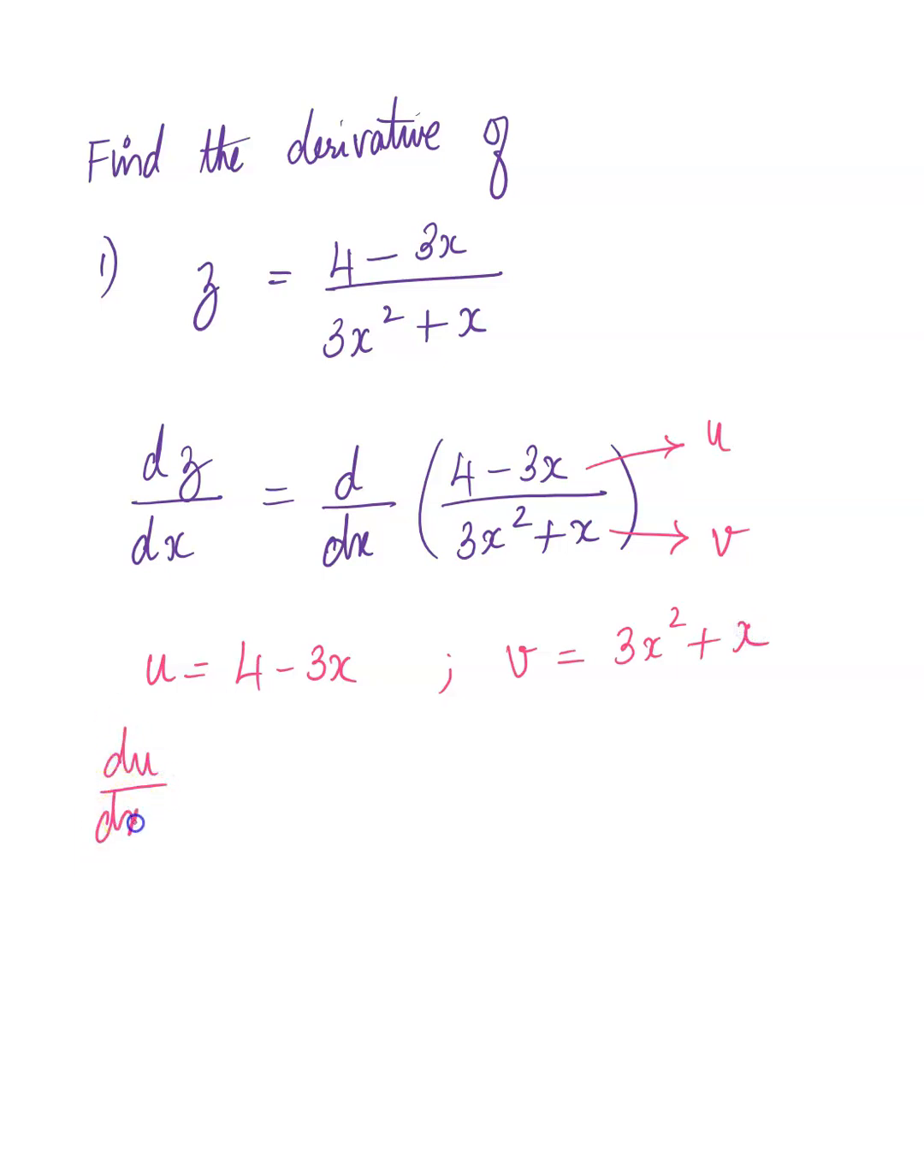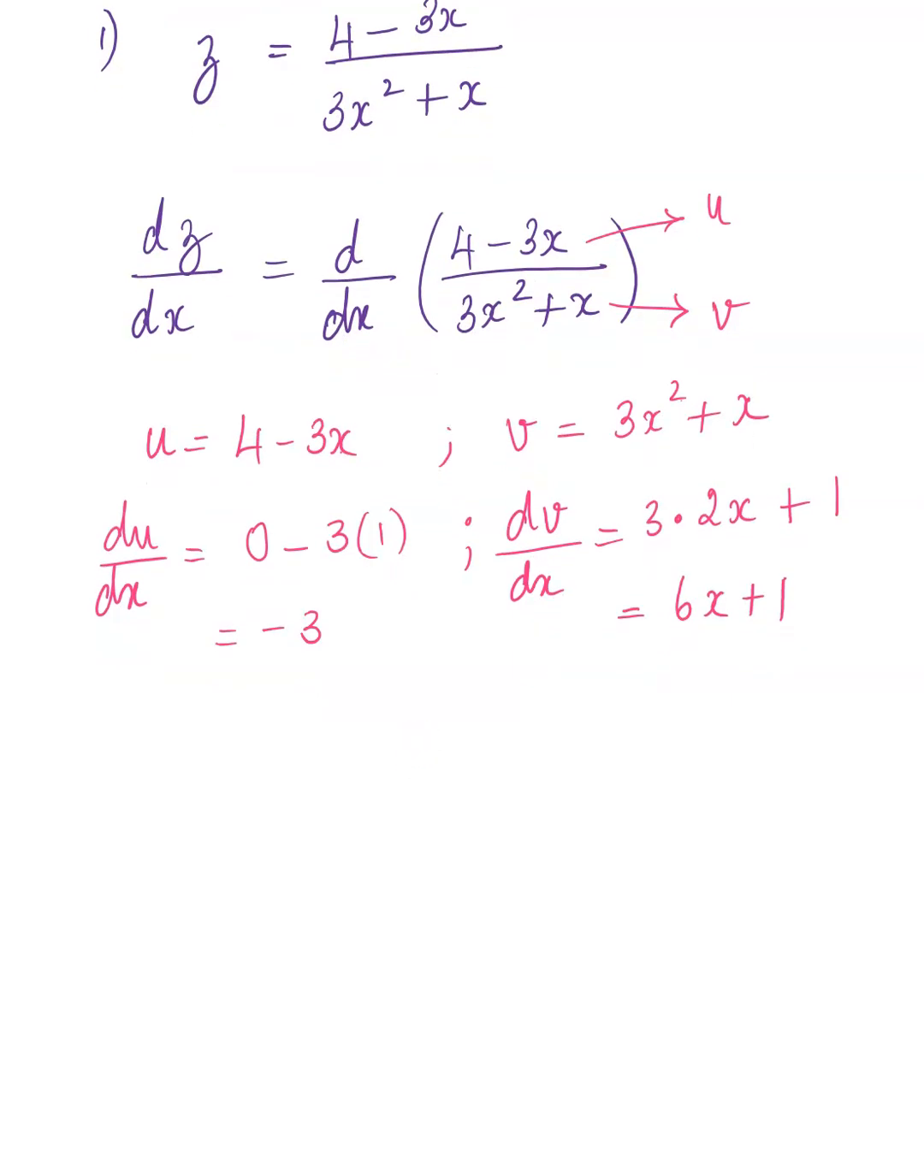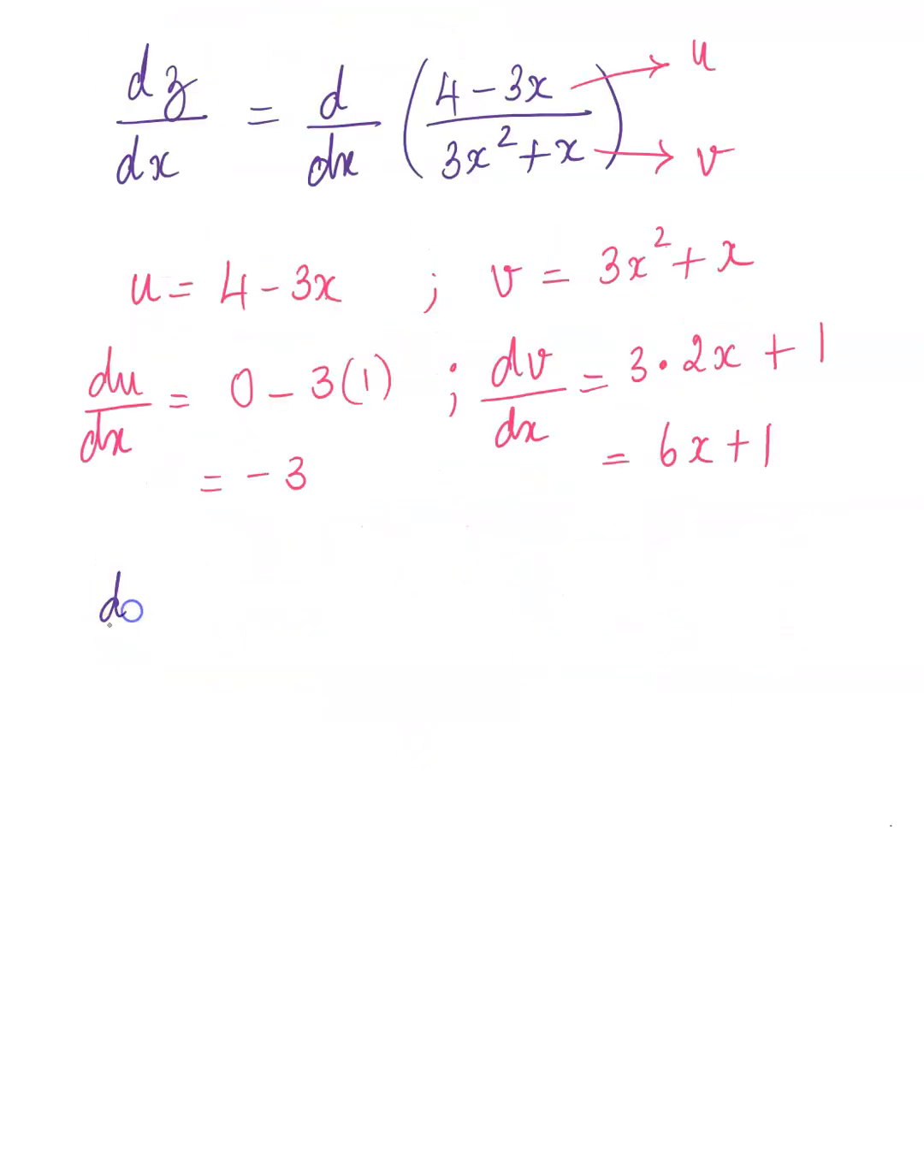And du over dx would be the derivative of 4, which is 0, minus 3 times the derivative of x, which is 1, so that's negative 3. And dv over dx will be 3 times the derivative of x squared, which is 2x, plus the derivative of x, which is 1. So that's going to give us 6x plus 1. Okay. So now that I have the individual derivatives, I can go into the formula here, the quotient rule. I'd like to keep it as u and v.